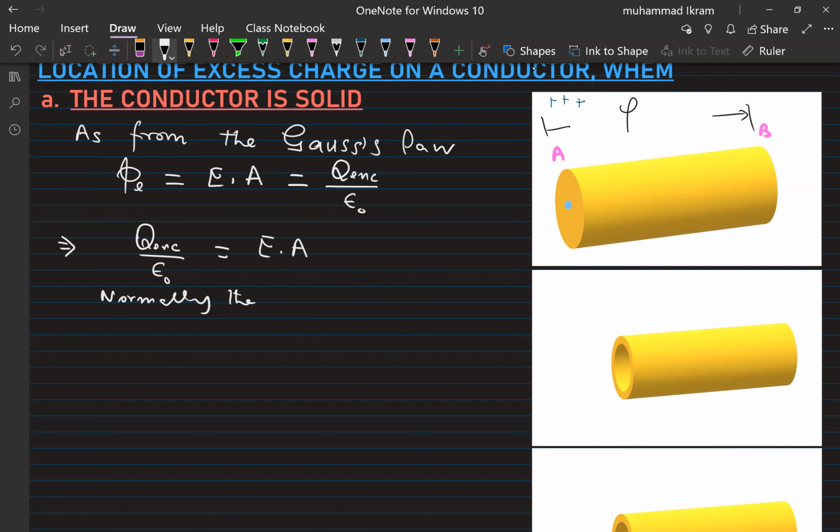Normally, the conductor is in electrostatic equilibrium. Why? Because the number of positive charges moving towards the right is the same as the number of negative charges moving towards the left. The number of positive and negative charges in a conductor is the same, so we say that it is in electrostatic equilibrium. Normally, there is no current flowing through the conductor when it is not connected to any external source.